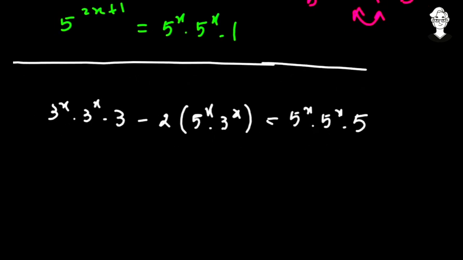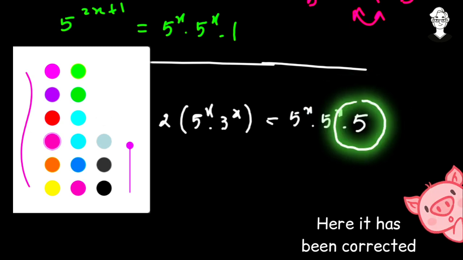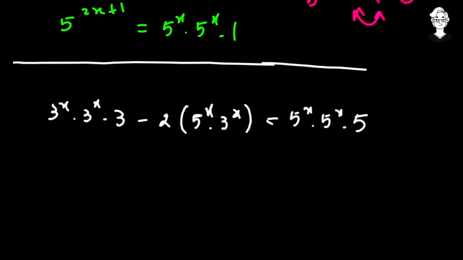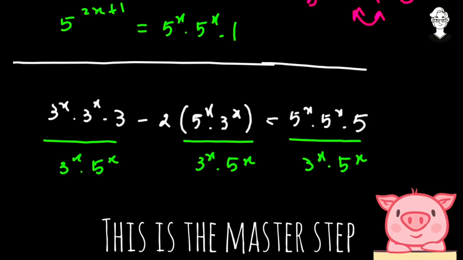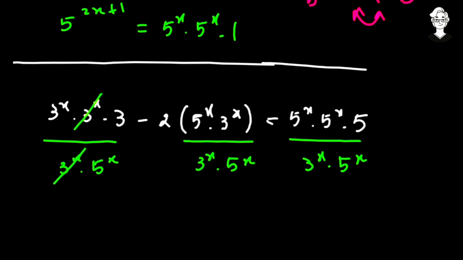And now the main step: we will divide this whole equation, LHS and RHS, by 3 to the power x into 5 to the power x. The LHS and RHS, all of them have been divided by 3 to the power x into 5 to the power x. Now I can see 3 to the power x, 3 to the power x cancelled. Here I can see 5 to the power x, 3 to the power x cancel. Here I can observe 5 to the power x, 5 to the power x cancelled.